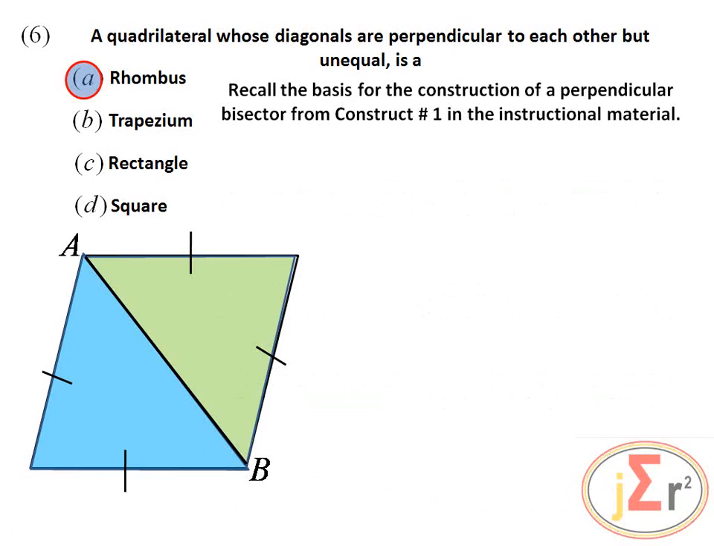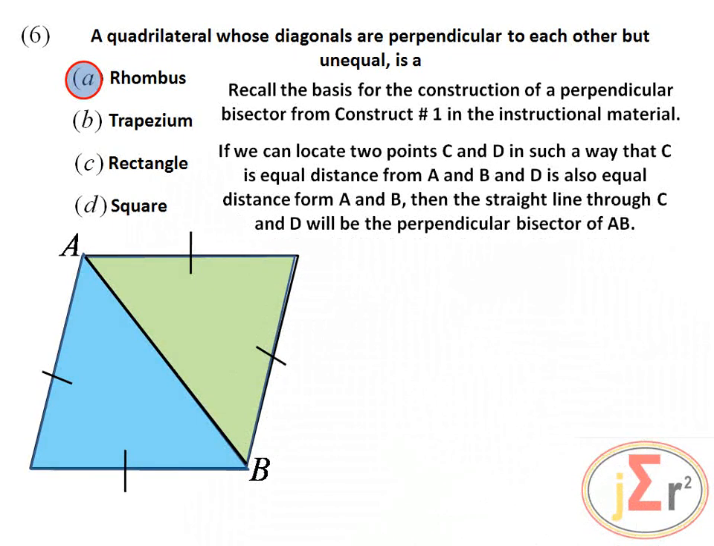Recall the basis of the construction of a perpendicular bisector, and that you will find in Richard James Mathematics Resources. Of course, construct number 1, and that you will find in the instructional material. If we can locate 2 points, say C and D, in such a way that C is equal distance from A and B, and D is also equal distance from A and B, then the straight line through C and D will be the perpendicular bisector of AB.